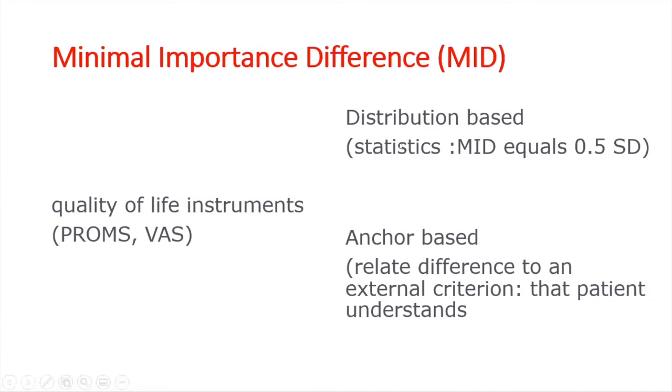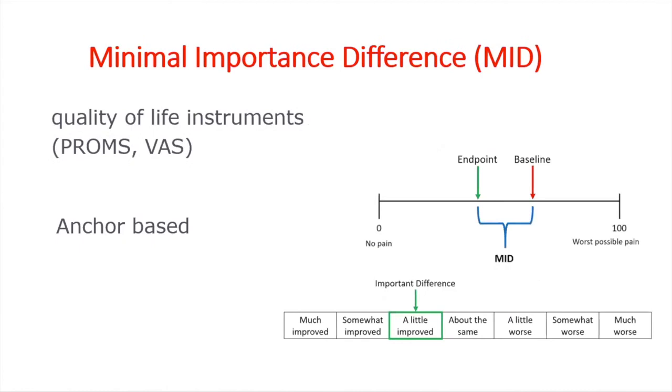We can either use normal statistics, i.e. a mid-score, 0.5 of standard deviation, so it's distribution-based, or we can anchor that figure, that number, and relate it to an external criterion, something that the patient understands. So we have a VAS score ranging from 0 to 100. And we say that a VAS score of 60 is this, but a VAS score of 30 means that the patient says that that is a little improved. And this difference in the VAS score is our minimal important difference.